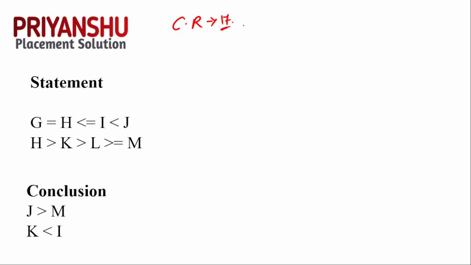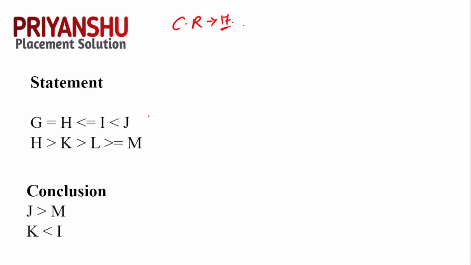So let's see, the first question is: G = H ≤ I < J. In this type of question, we need to see which conclusion follows. First conclusion given is J > M. So let's check whether it is true or not.